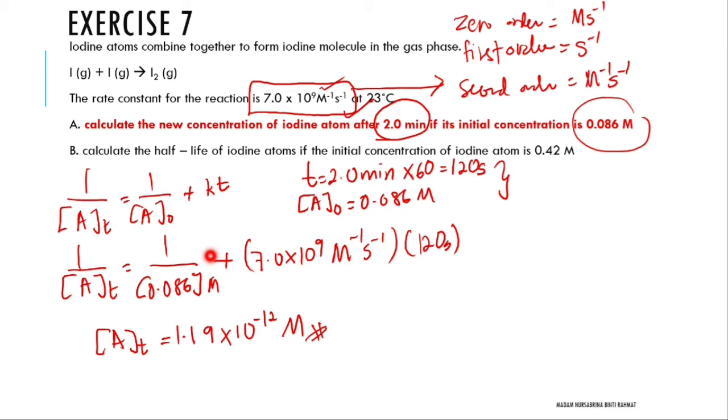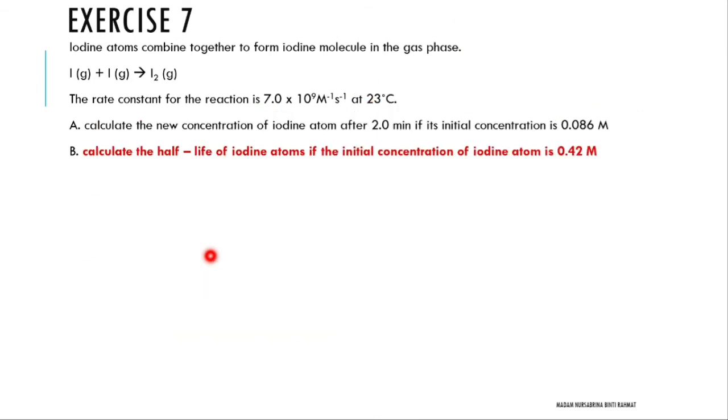Let's move on to question B. It asks you to calculate the half-life of iodine atoms if the initial concentration of iodine atoms is 0.42. So they give you a new original concentration of 0.42 molar, and they ask you to calculate the half-life. You can refer to the notes that I gave you for your first hour and second hour tutorials for the half-life formula. Just like the integrated rate law formula, you need to memorize this half-life formula as well.